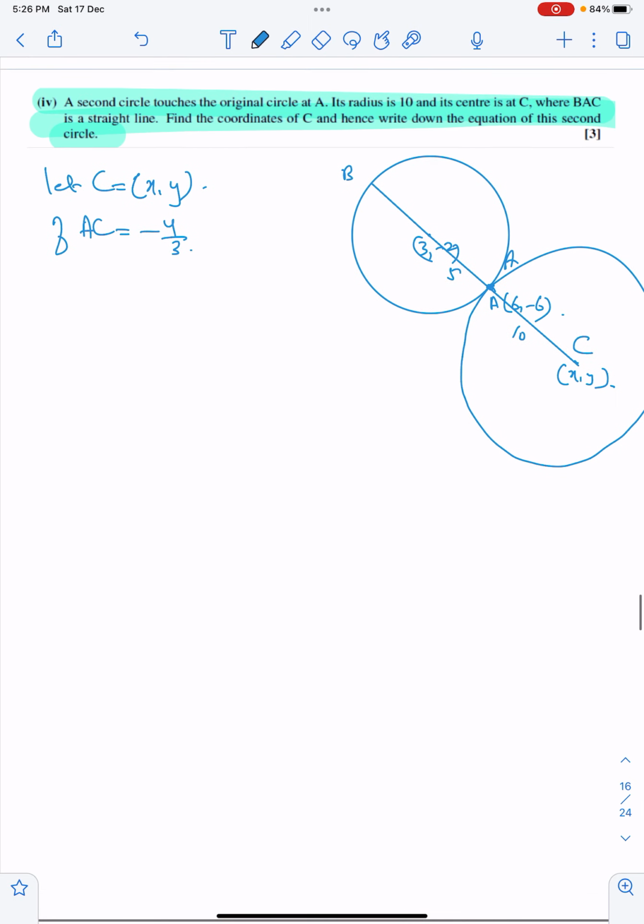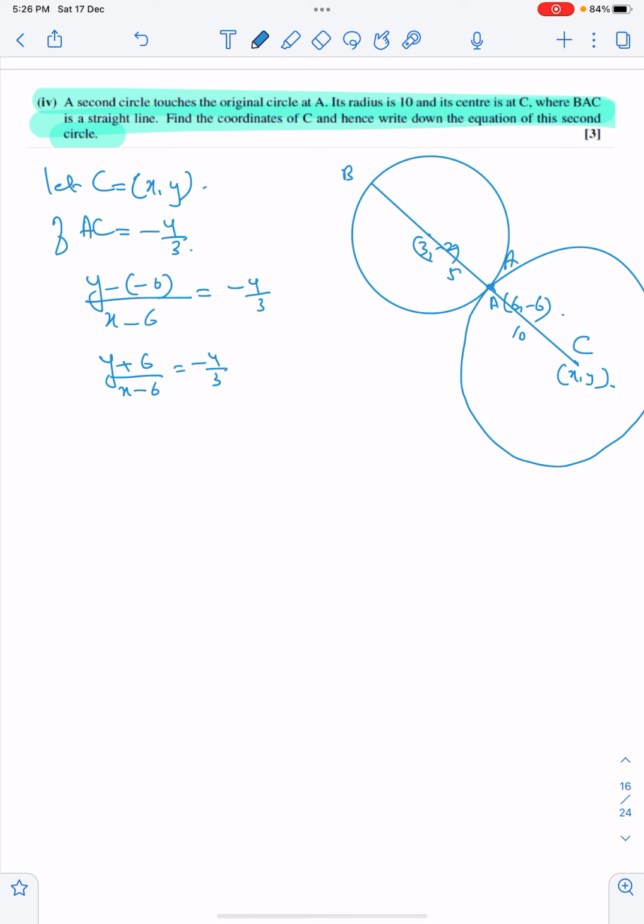So I'm going to use the formula y2 minus y1 upon x2 minus x1: y plus 6 upon x minus 6 equals negative 4 upon 3. Cross multiplying, 3y plus 18 equals negative 4x plus 24. 4x plus 3y equals 24 minus 18. 4x plus 3y equals 6. This is the first equation.